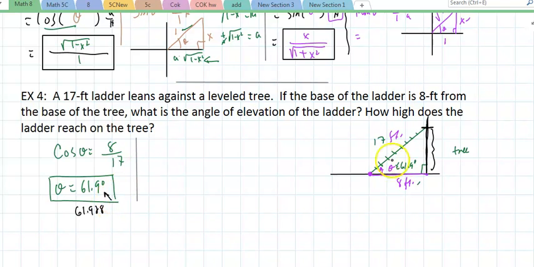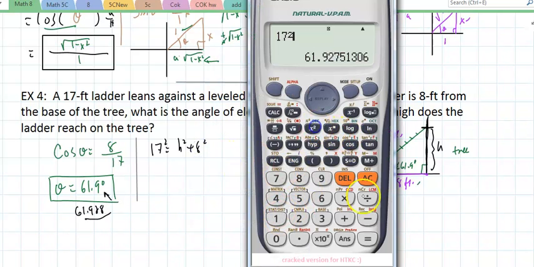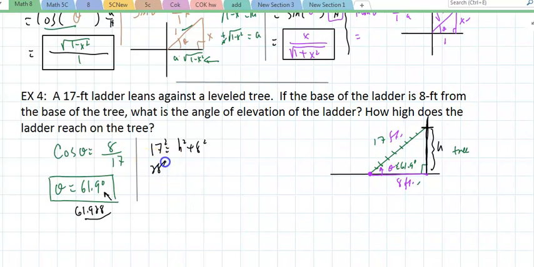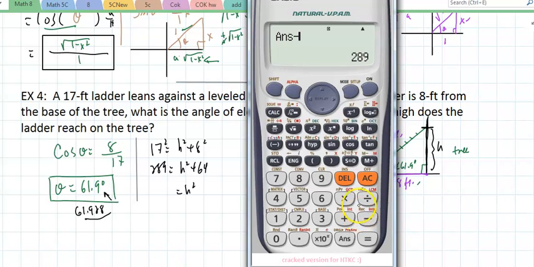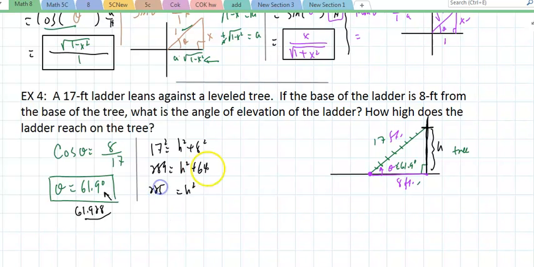If I want to use the height, I could use two things. I could say 17 squared equals 8 squared plus h squared. If that's the given information, I'm in good shape because I'm not rounding. 289 equals 64 plus h squared. Subtracting 64, h squared equals 225. That means h equals 15 feet.